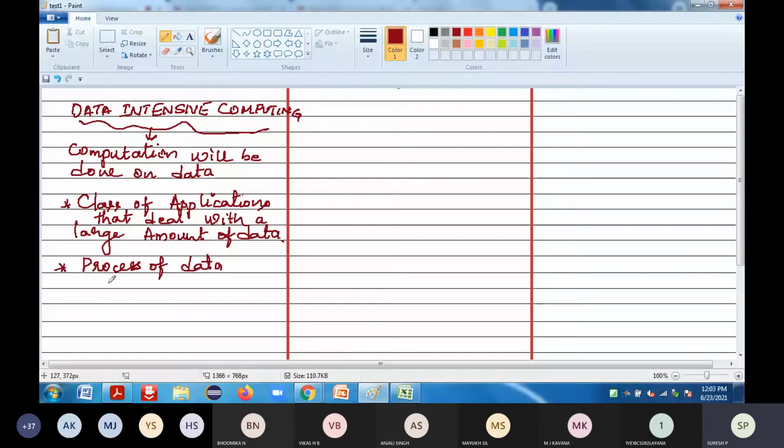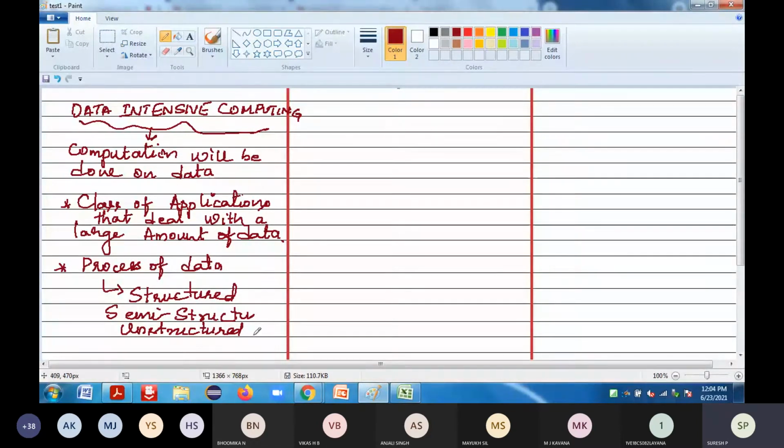You may have structured data, semi-structured data, and unstructured data. These are the different kinds of data which will be there on the web. So when it is on the web, what do I need to do with respect to that particular data?